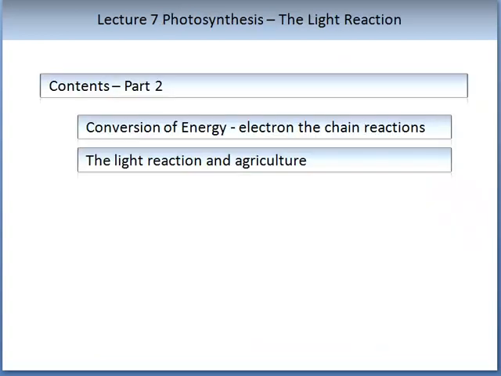We will start this lecture by looking in some detail at the molecule ATP and its conversion to ADP. This is part of the conversion of energy. How are electrons in the electron chain reactions able to convert to chemical energy? We will then spend the second part of this lecture looking at the light reaction and the significance to agriculture.